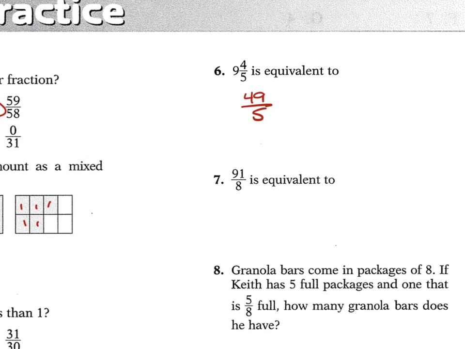7 asks that 91 over 8 is equivalent to what? Well, 8 goes into 91 11 times with 88. So 91 minus 88 is 3. So that would be 3 over 8 that's left over.